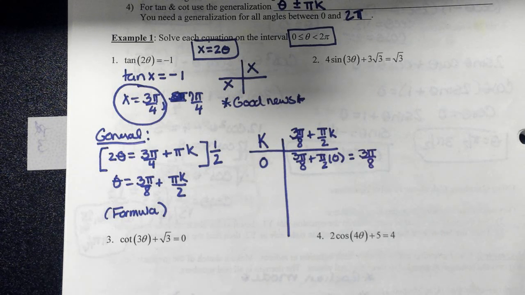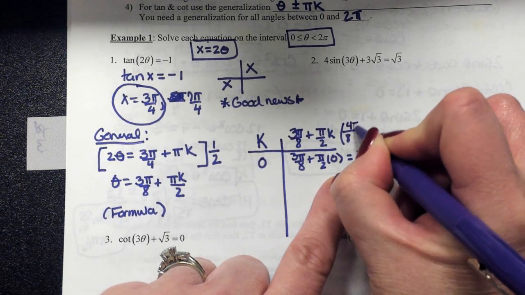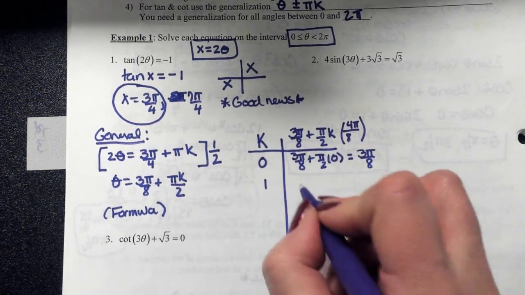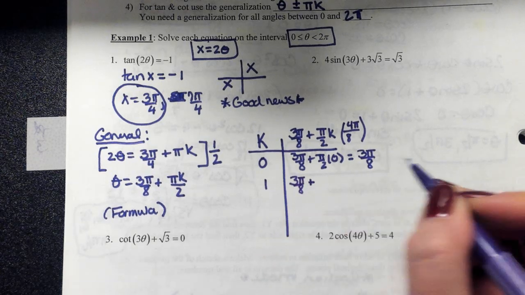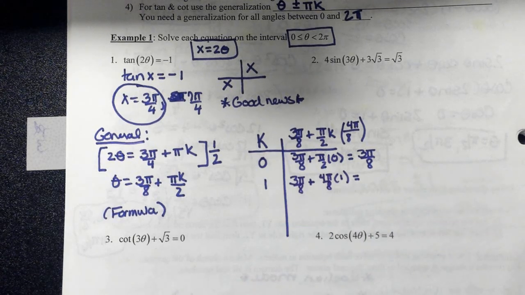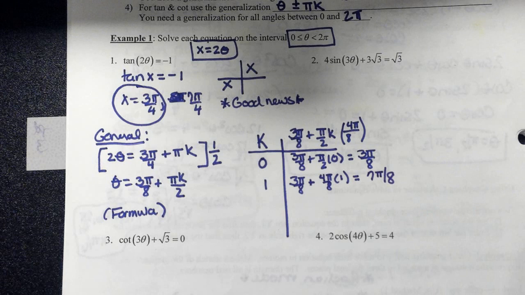Think of your denominator of 8, how am I going to know when I can stop? 16 pi over 8. So I'm going to keep going until I get to an angle greater than 16 pi over 8. Remember, to make your life easier, pi over 2 with a denominator of 8 is equivalent to 4 pi over 8. So now I'm going to plug in a 1 for K. So I have 3 pi over 8 plus 4 pi over 8 times 1. So what's 3 pi over 8 plus 4 pi over 8? 7 pi over 8. Is 7 pi over 8 still smaller than 2 pi? Yes. So I'm going to keep going.